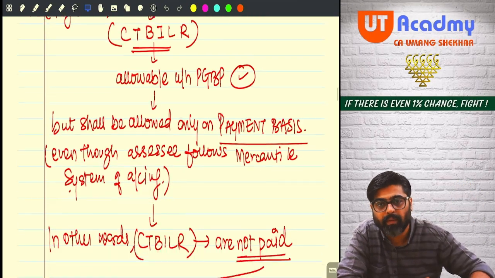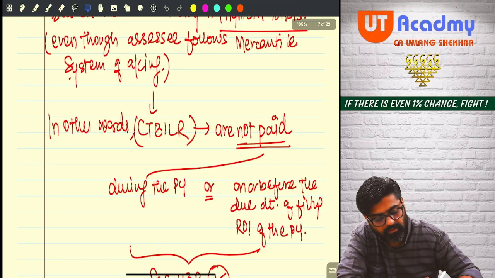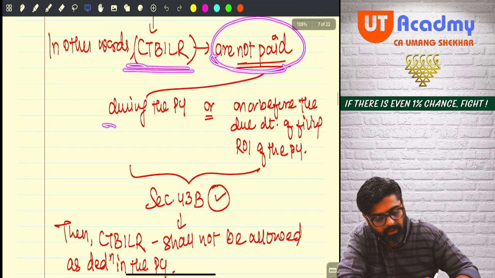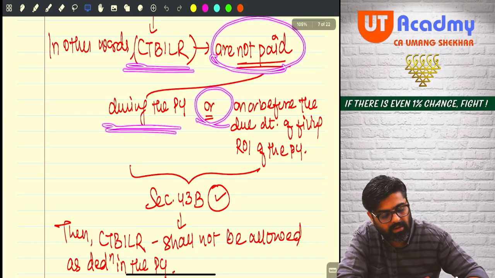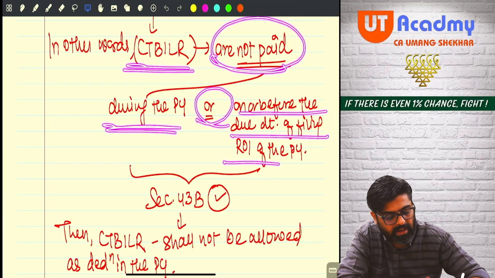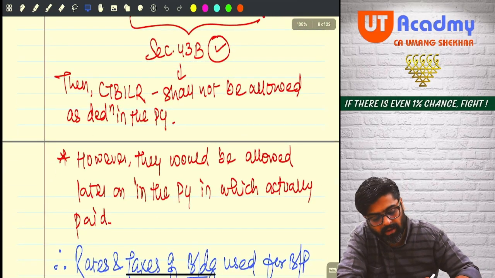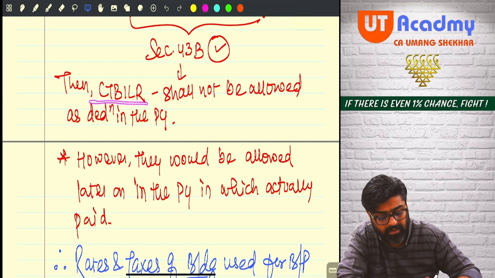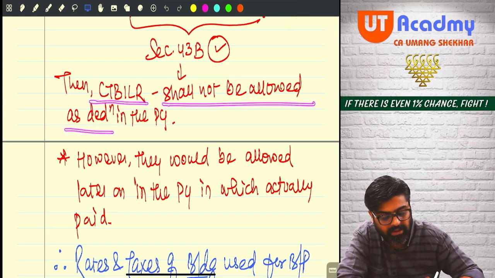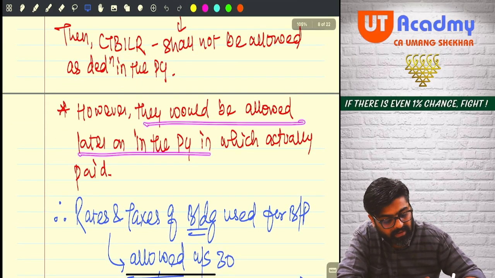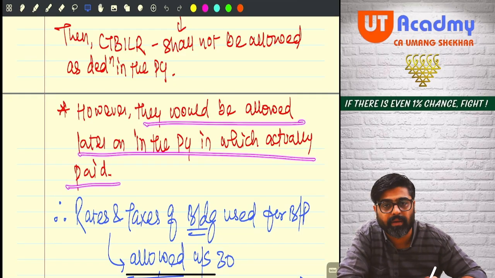Getting my point? Now, in other words, if CTBILR are not paid during the previous year, or they are not paid on or before the due date of filing ROI of the previous year, then section 43B will be applicable, and as per 43B, CTBILR, these expenses shall not be allowed as a deduction in the previous year. However, they would be allowed later on in the previous year in which they are actually paid.